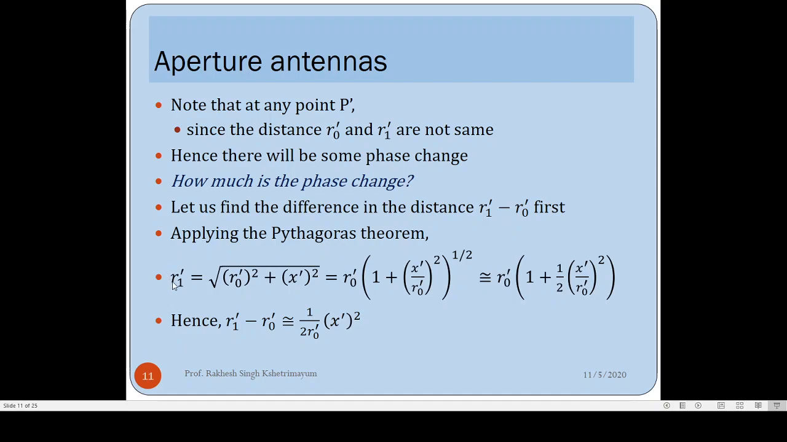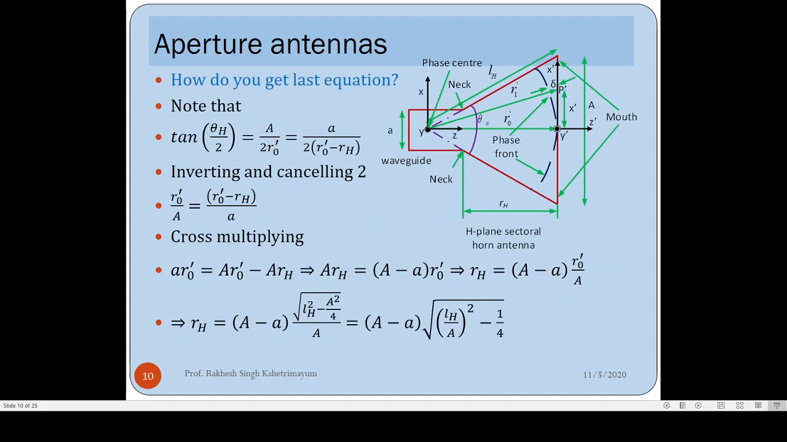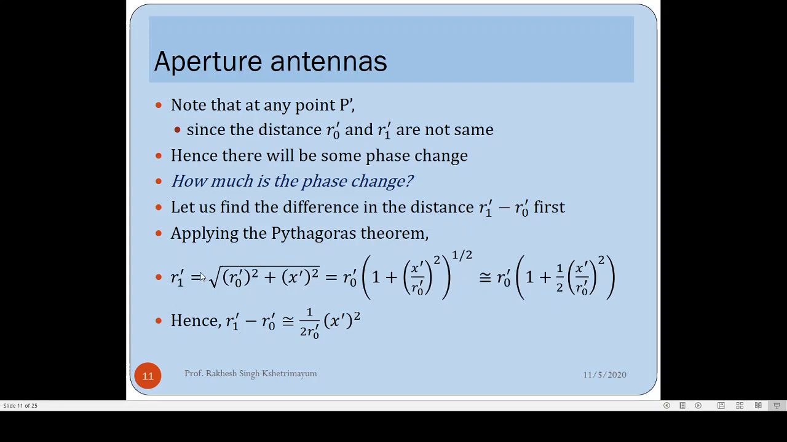So what is r1 dash? You can use Pythagoras theorem. R1 dash is this length square plus this length square, square root of that. This is x dash, this is r0 dash, so we can find out what is r1 dash. R1 dash is square root of r0 dash square plus x dash square. So if I take out r0 dash common, then what I have is 1 plus x dash by r0 dash whole square to the power half, square root of that.